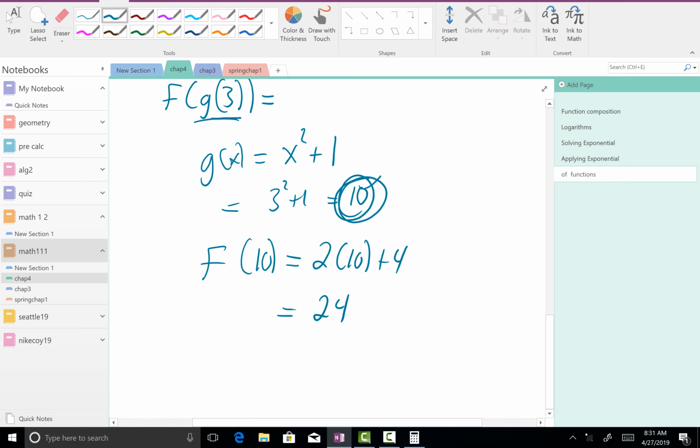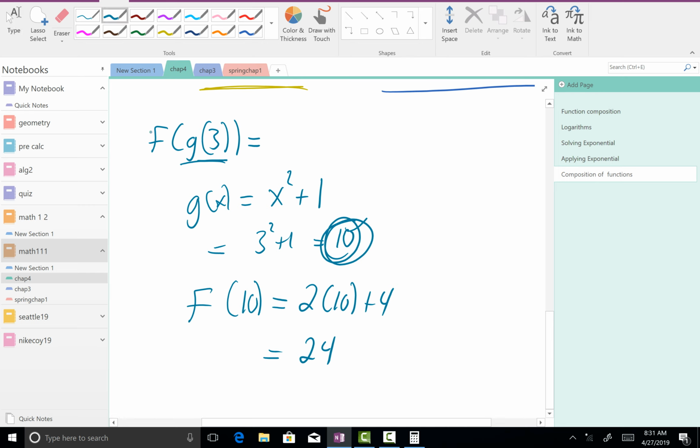So f of g of 3 is 24. All right. So you might see something like that also, where you're just dealing with the number. So you put the number in, work through it, and it kicks out.